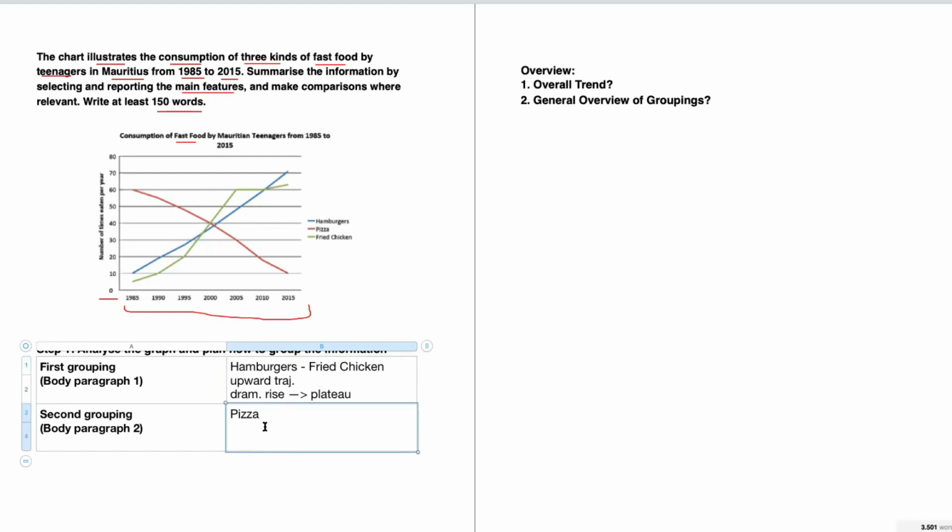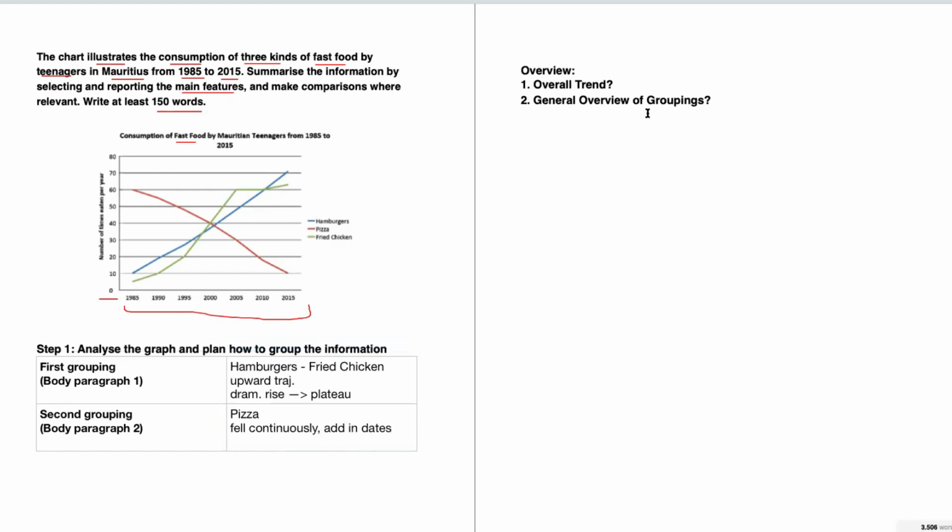Then pizza, again, it's very straightforward. It's very self-explanatory that it decreases. And this is actually probably going to be a little bit difficult to say in enough words, because you don't just want to say pizza consumption decreased. You want to really use your language to the best of your ability. So I'm going to talk about how it fell continuously, and I'm going to add in dates, and this should help me reach my 150 word minimum.